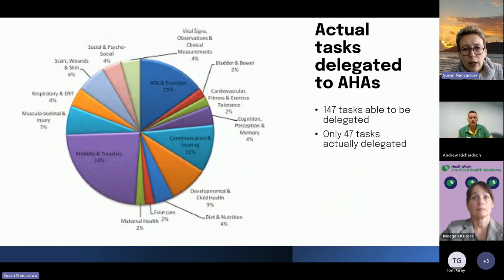I apologise for this slide. I literally cut and pasted it from the report and it wasn't that great initially.